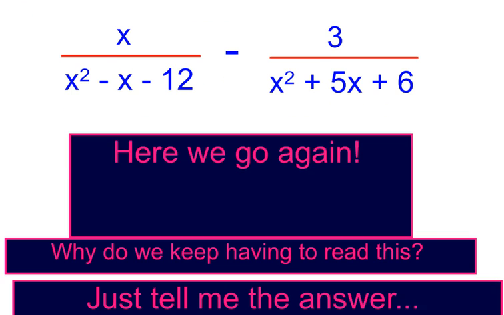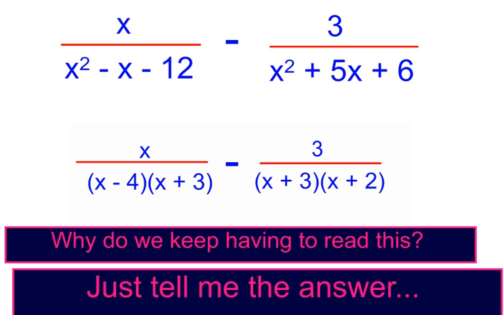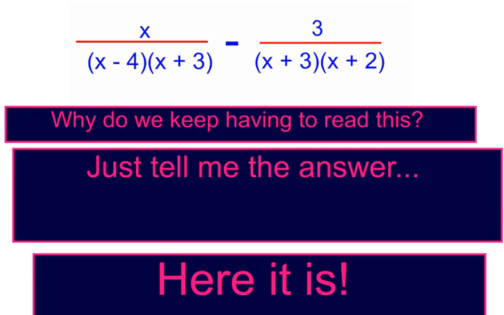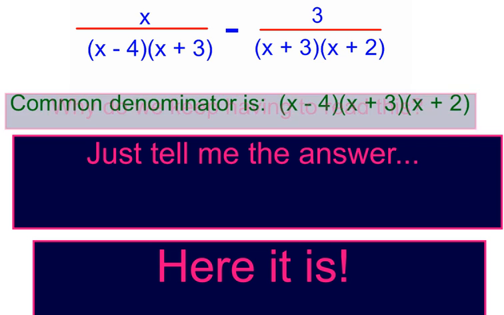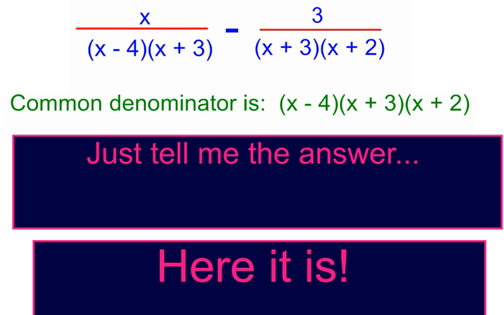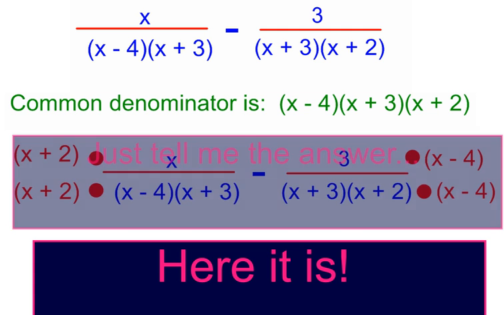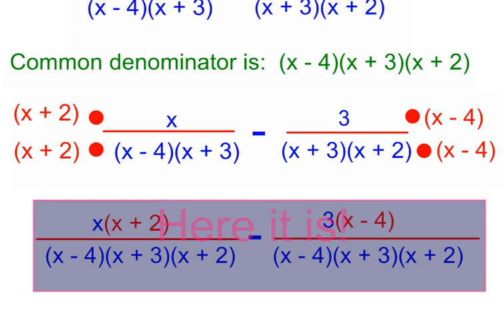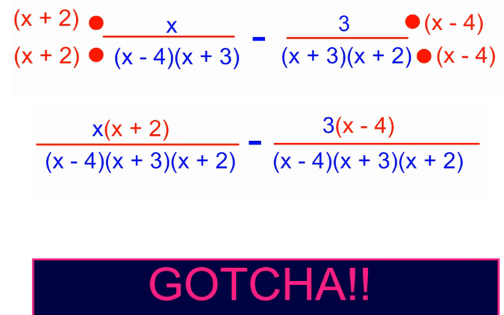So for 6, I factored both denominators, and this is what I got. So I would have found my common denominator to be x minus 4, x plus 3, and x plus 2. Very similar to our last problem. So here is what I would get when I choose what I'm multiplying by.